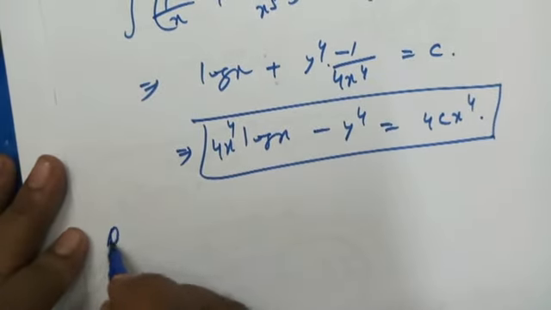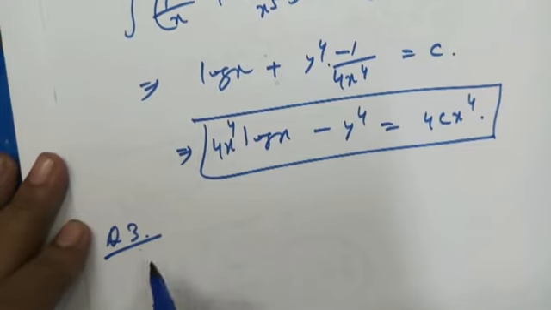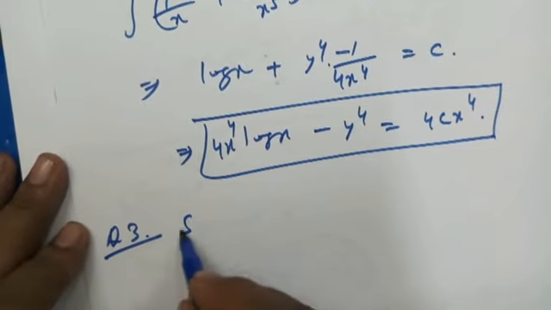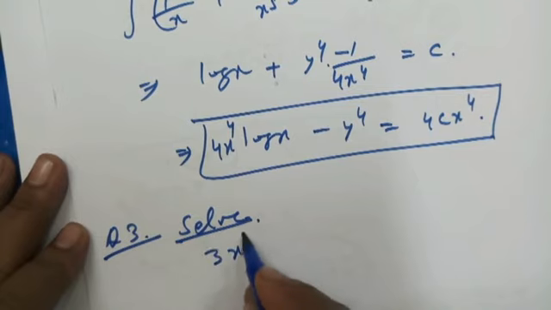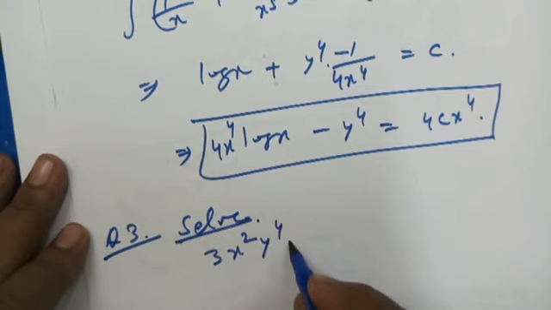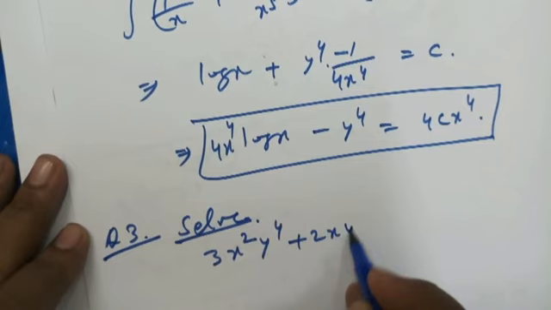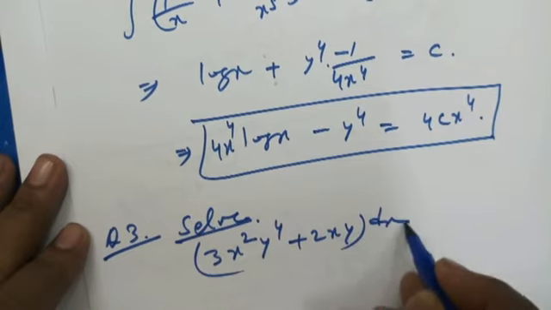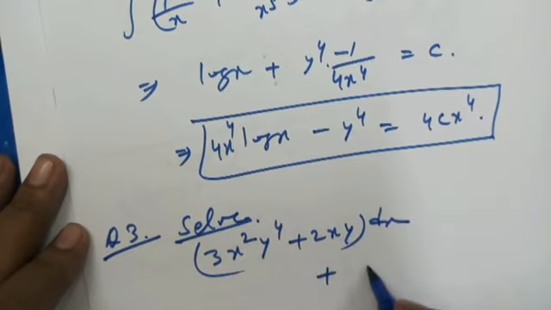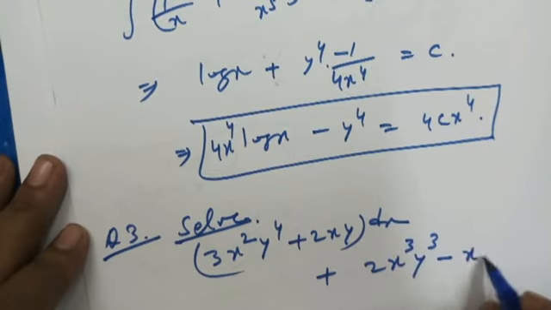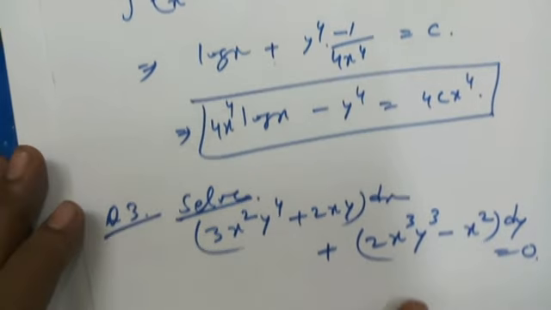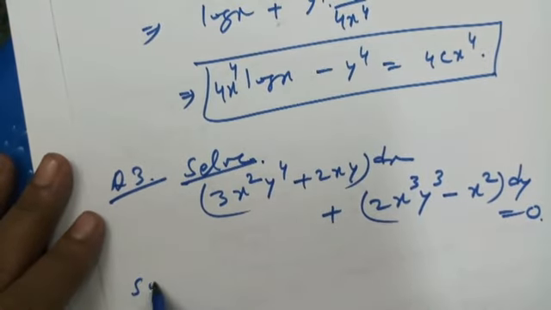Okay, let's move to question number 3. Let's see question number 3. Solve (3x square y power 4 plus 2xy) dx plus (2x cube y cube minus x square) dy equals to 0. Now we are going to the solution of this equation.